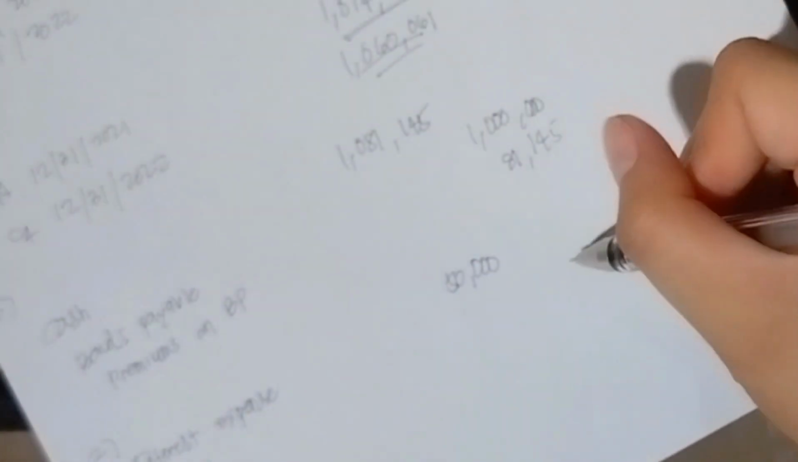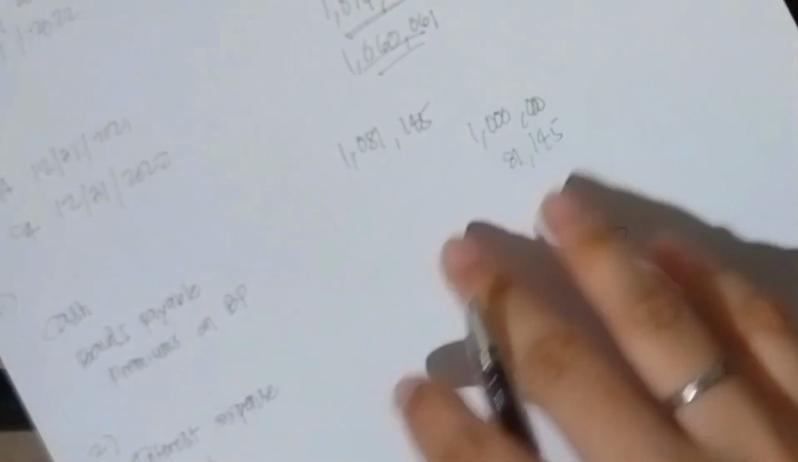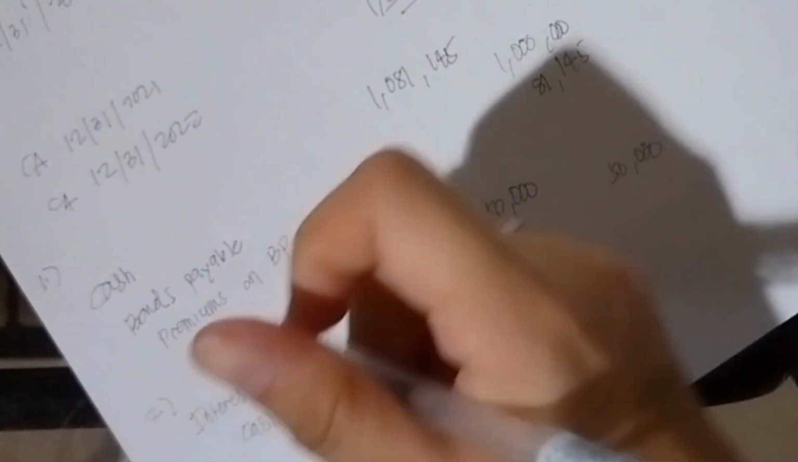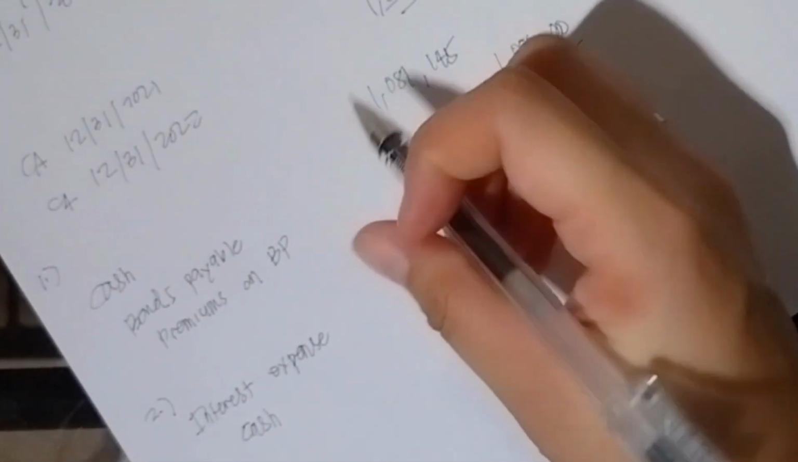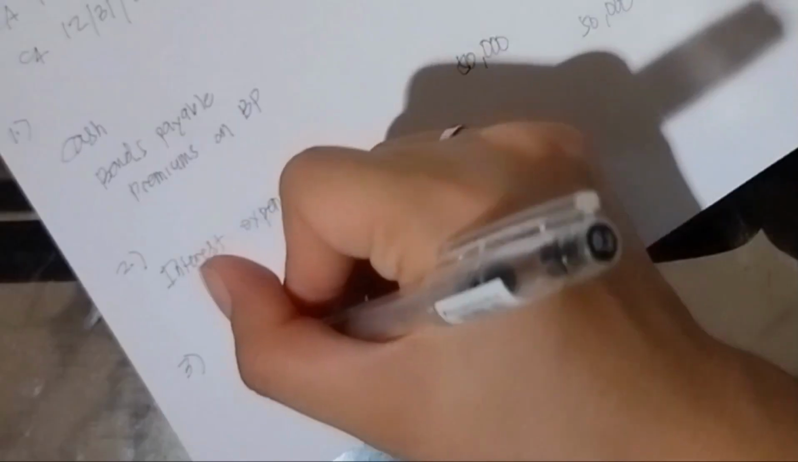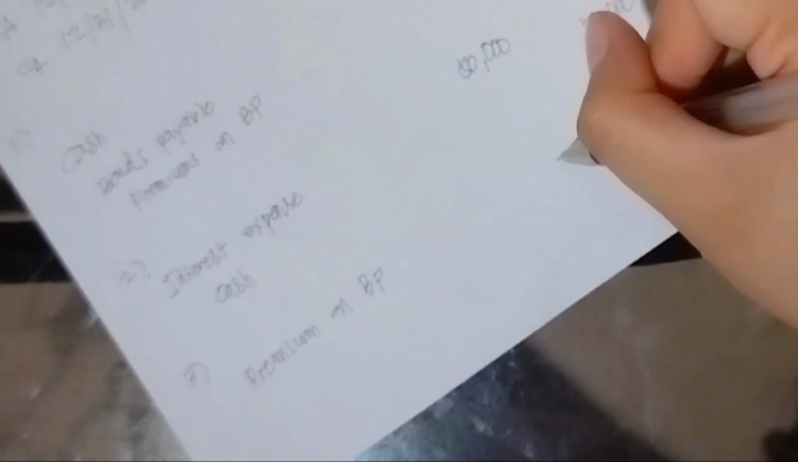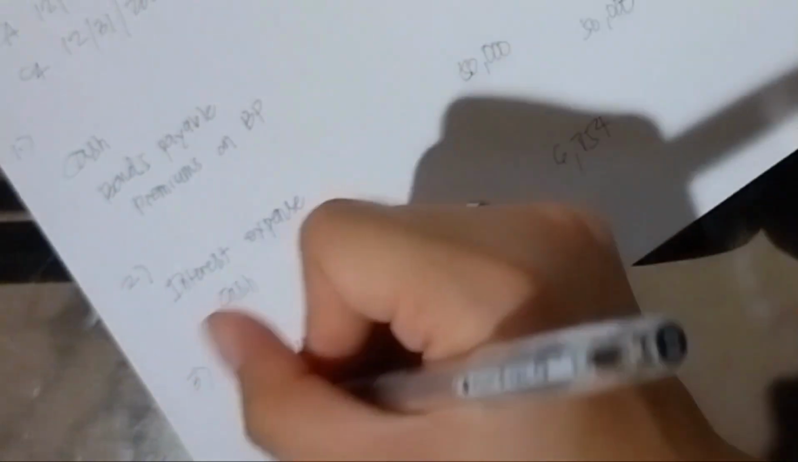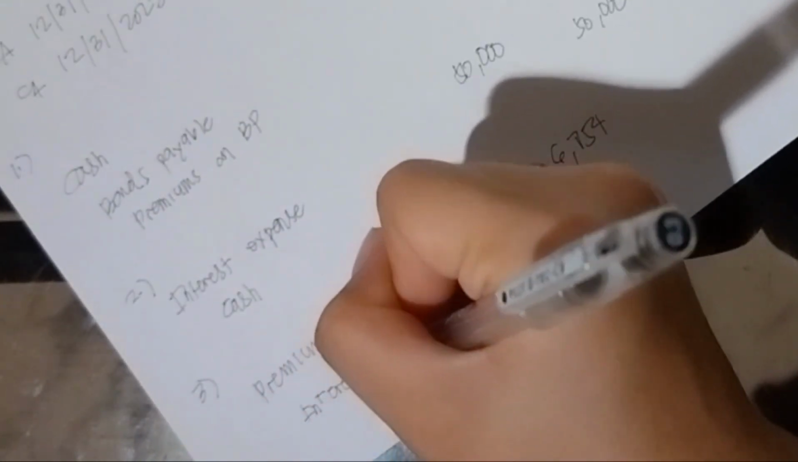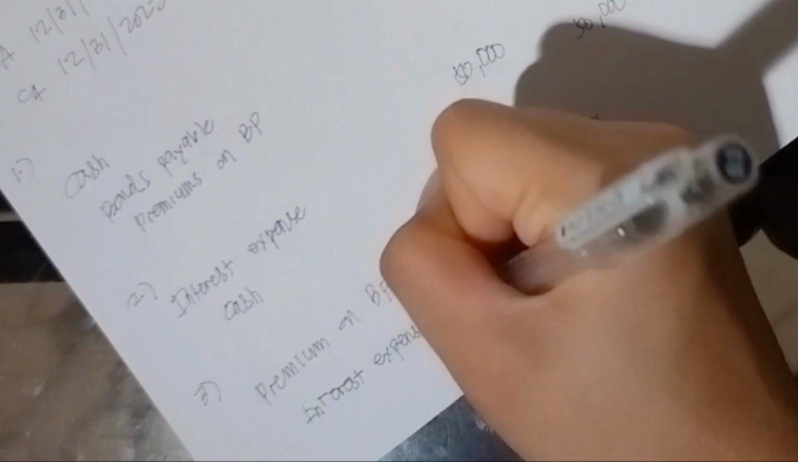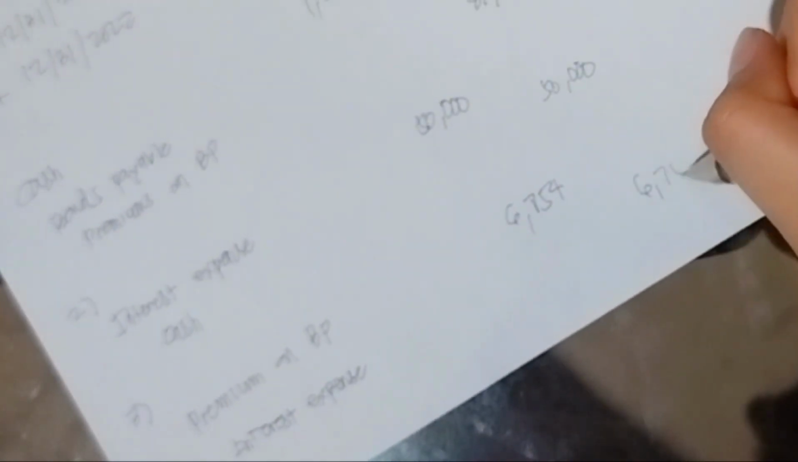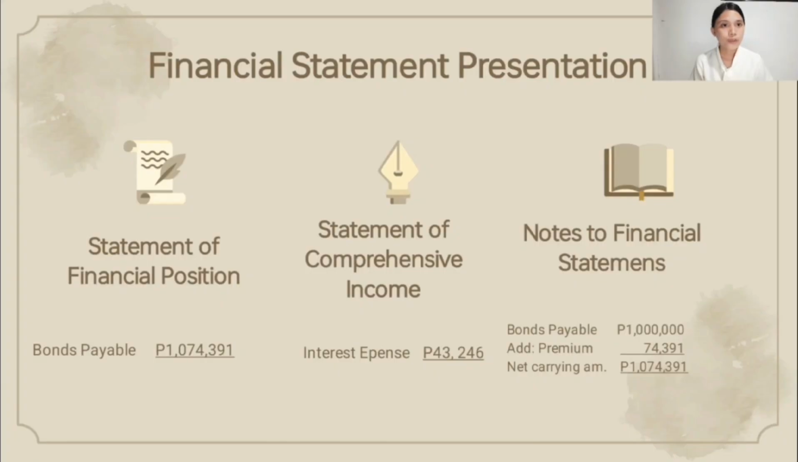and cash is 50. And then the third one is to record the premium amortization on December 31, 2021. So we have premium on bonds payable 6,754, and interest expense is equal to 6,754.